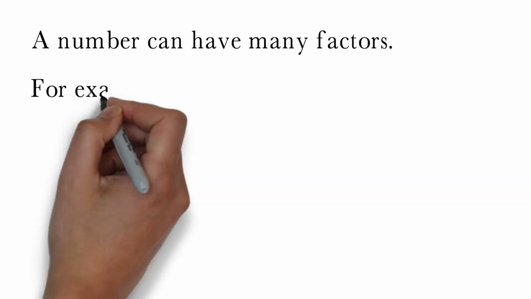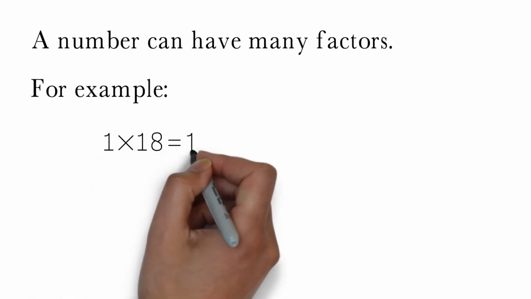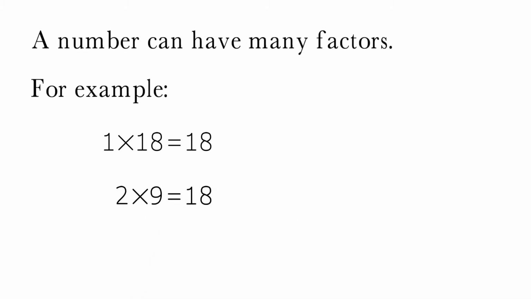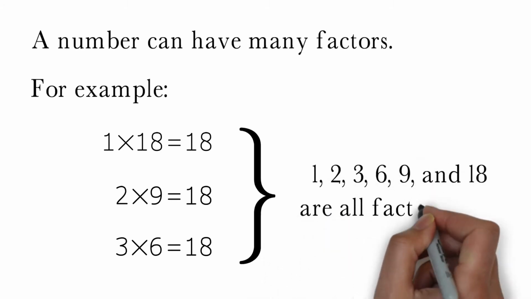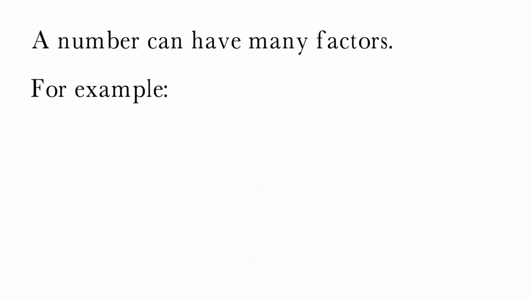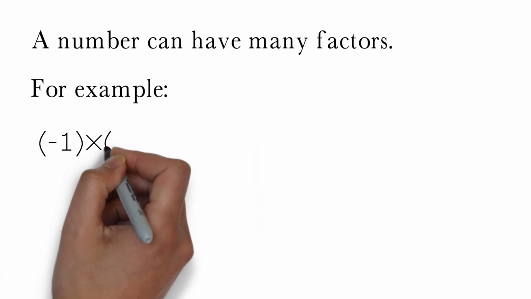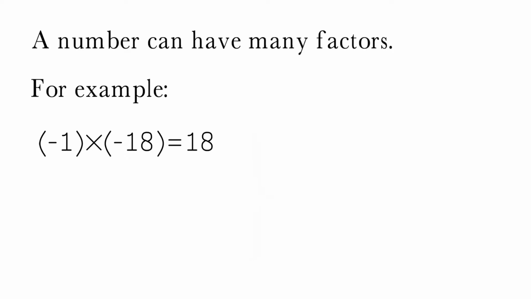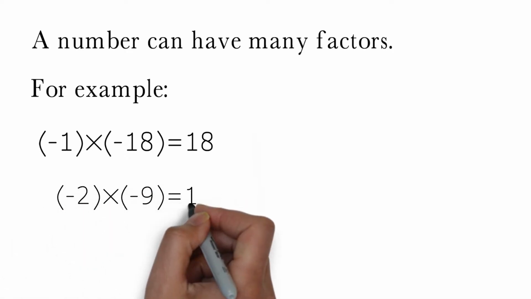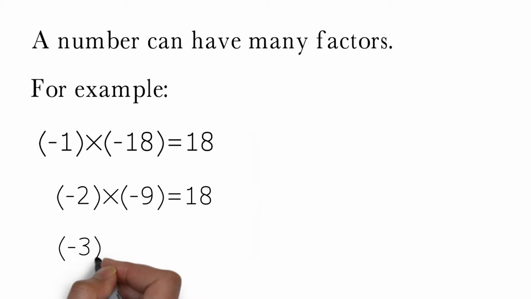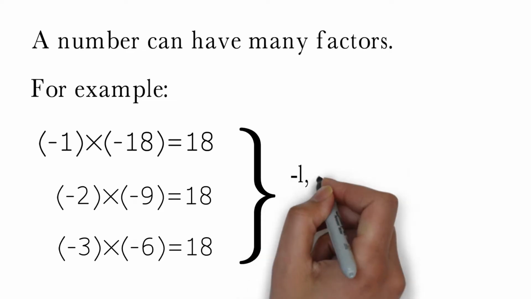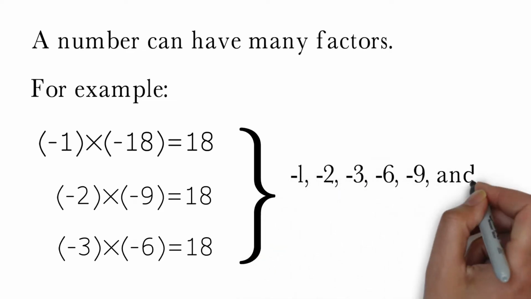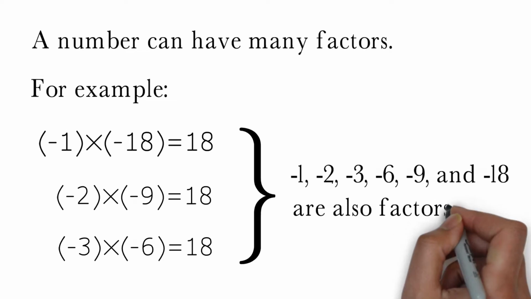For example, 1 multiplied by 18 is 18, 2 multiplied by 9 is 18, and 3 multiplied by 6 is 18. So 1, 2, 3, 6, 9, and 18 are all factors of 18. But why just stop at positive numbers? Consider that -1 multiplied by -18 is 18, -2 multiplied by -9 is 18, and -3 multiplied by -6 is 18. Thus, -1, -2, -3, -6, -9, and -18 are also factors of 18.